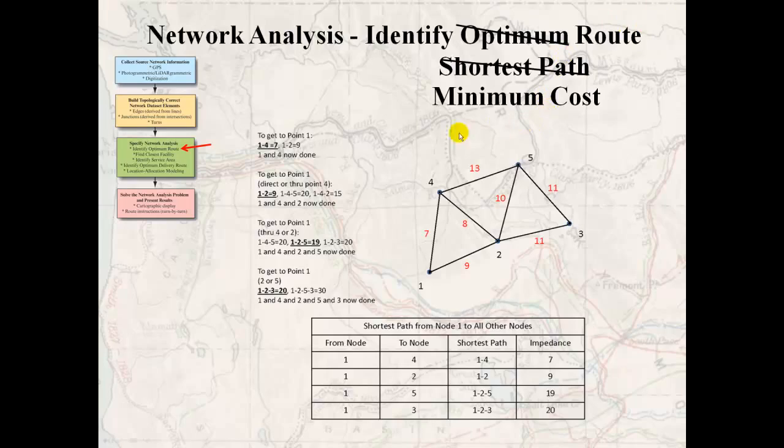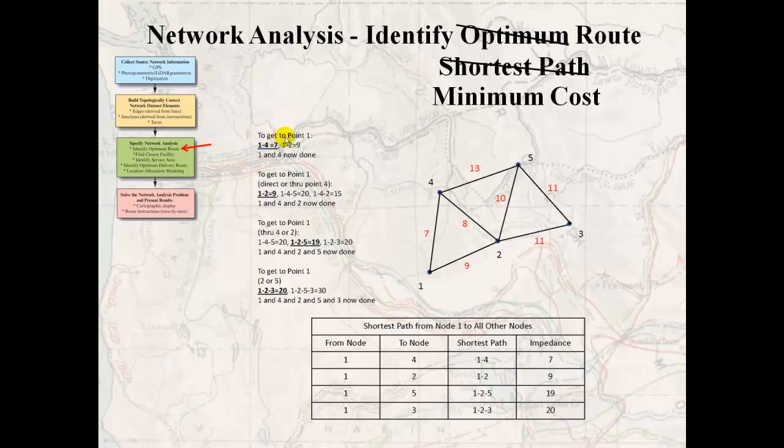So here we have a network, and it's made up of a series of junctions and edges. Junction, junction, junction, edge, edge, edge. These red numbers are the impedance. You might think of those as distance or time or cost of some type. And so we have node 1, which would be junction number 1, and we're using a network analysis tool to try to figure out what the minimum cost is to get to node 1 from all the other nodes in the network. So you can walk through this one step at a time.